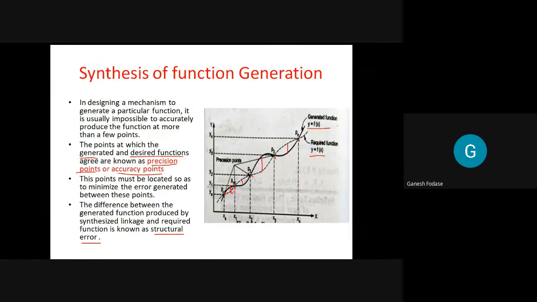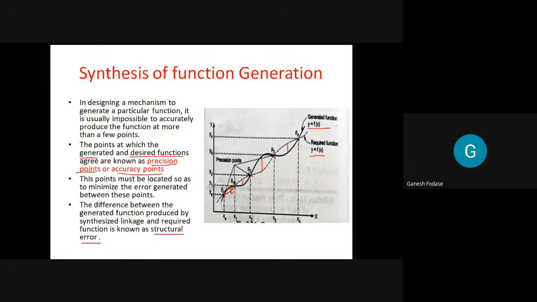Now these points must be located so as to minimize the error. If there are more precision points, the difference is less, so both graphs match more closely. To minimize the error, the precision points should be located at proper positions. So it is very important to locate the precision points properly, so as to minimize the error generated between these two curves.